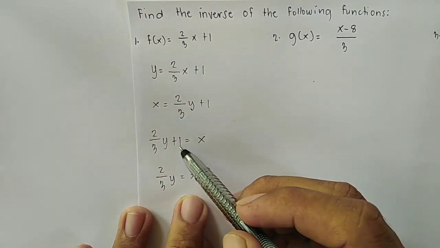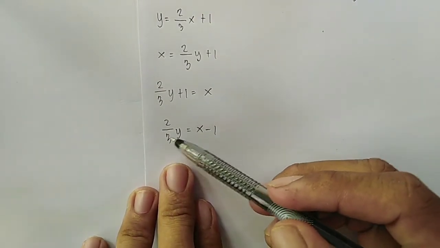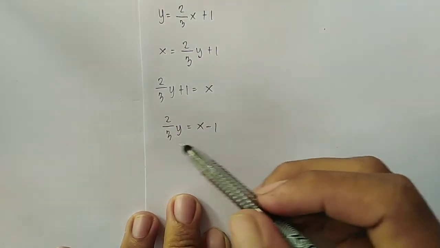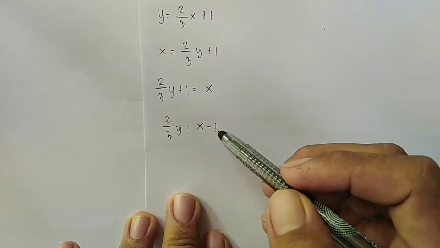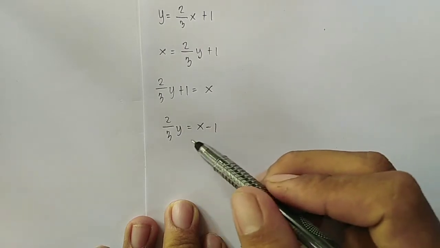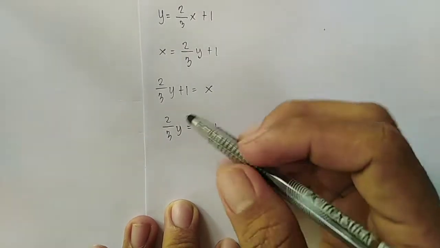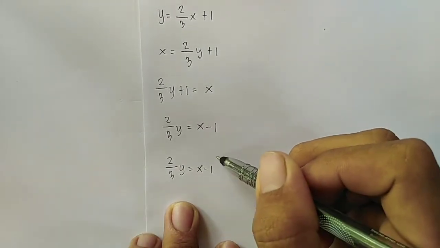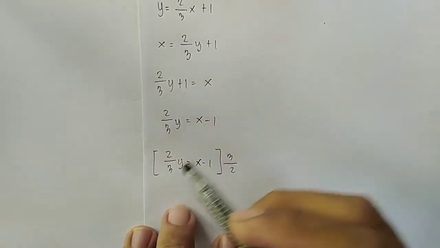Then we transfer the positive 1 to the other side, and it will become negative 1. Then again, we have to make sure that the left side will be equal to y only, so we have to remove the fraction 2/3 here. To remove the fraction 2/3, we multiply both sides by 3/2, or we could divide by 2/3, but let us simply multiply to make it easy. So 2/3 y is equal to x minus 1. Again, we multiply both sides, or the entire expression, by 3/2 to cancel out 2/3.